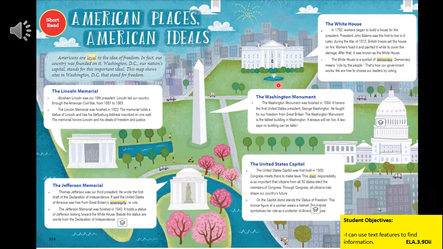The White House. In 1792, workers began to build a house for the president. President John Adams was the first to live in it. Later, during the War of 1812, British troops set the house on fire. Workers fixed it and painted it white to cover the damage. After that, it was known as the White House. The White House is a symbol of democracy. Democracy means rule by the people. That's how our government works. We are free to choose our leaders by voting.